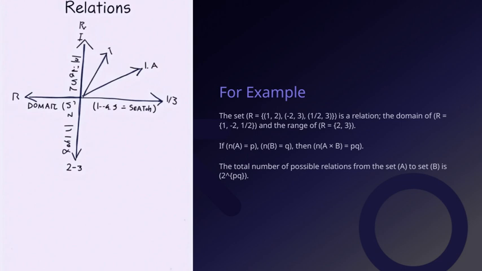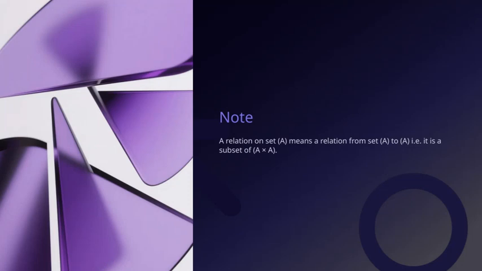theory and relations. A relation on set A means a relation from set A to itself. In other words, it's a subset of the Cartesian product A × A. So, essentially, when we talk about a relation on A, we're looking at certain pairs of elements within A that are related according to some rule or property.